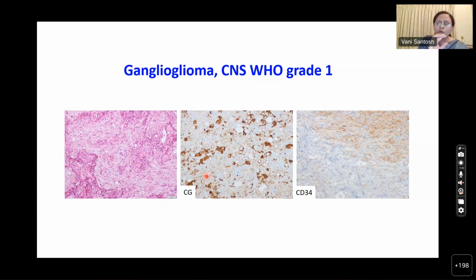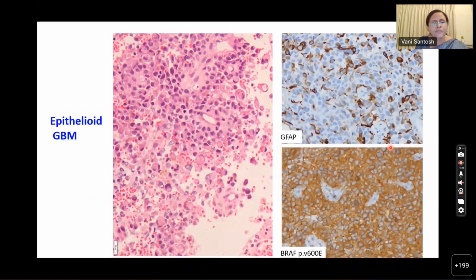But in PXA, it's usually the tumor cells that are positive, and in ganglioglioma, it is the adjacent ramified neuritic processes that are positive. So these are some soft histological IHC signs that you have to take into consideration. Now you may ask me the question, why should I differentiate ganglioglioma from PXA? PXA is a grade 2 or a grade 3 tumor, and ganglioglioma is very benign. It's a grade 1 tumor.